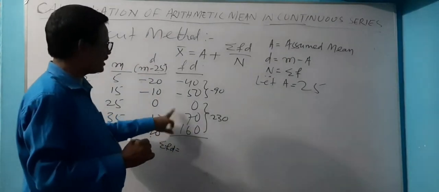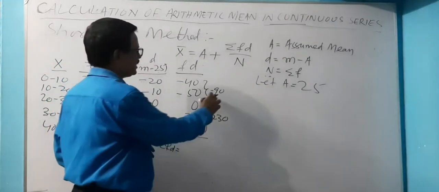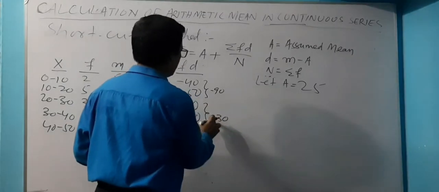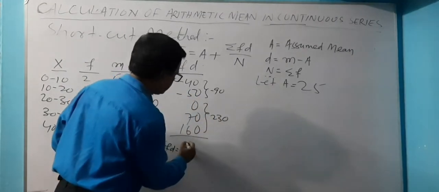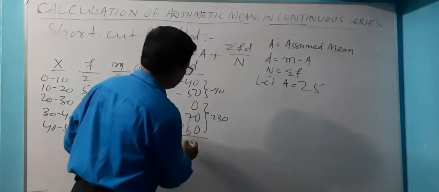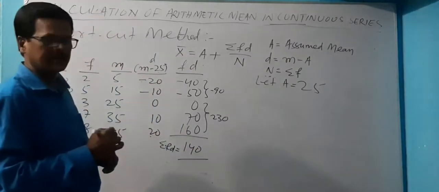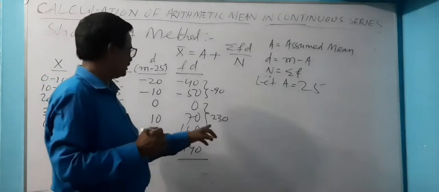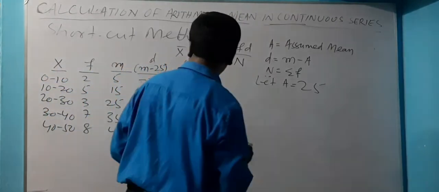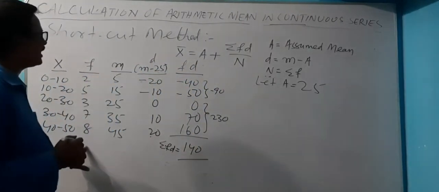160 plus 70, that is 230. So 230 minus 90 is equal to how much? 140. That will give rise to 140, 230 minus 90. Okay, 140.